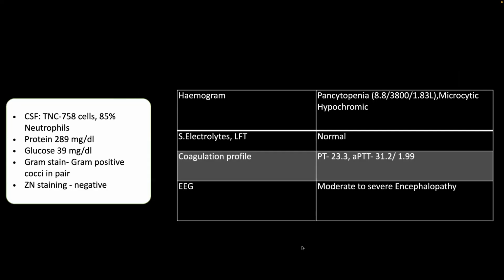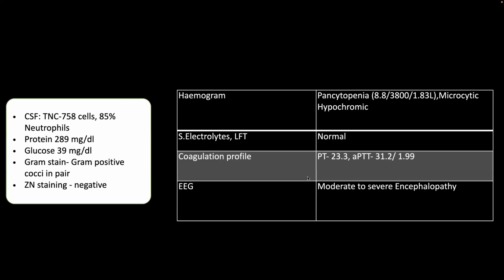I think after that, labs were done. We went for a CBC. It showed a viral picture. Total counts were 3,800, and the coagulation profile was normal and slightly raised, like PT-INR was 1.99, and we have given the vitamin correction for the same, and EEG showed moderate to severe encephalopathy.